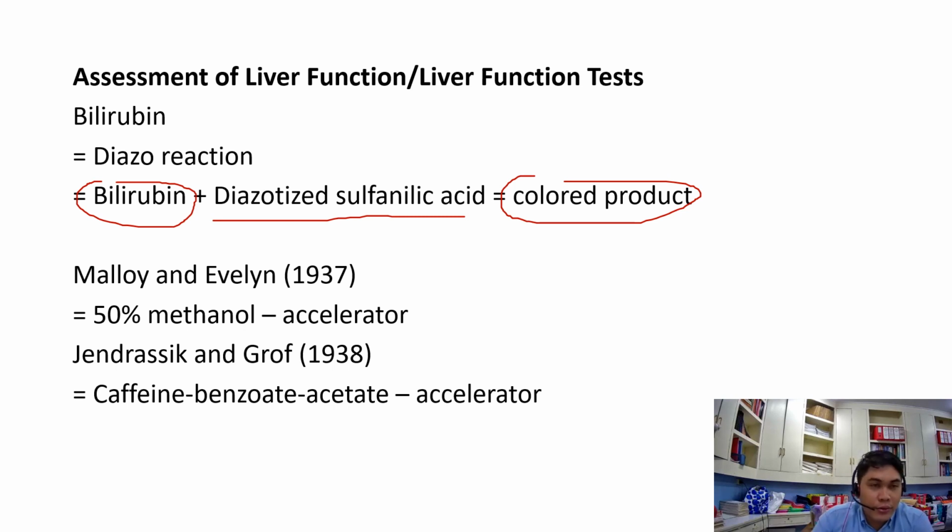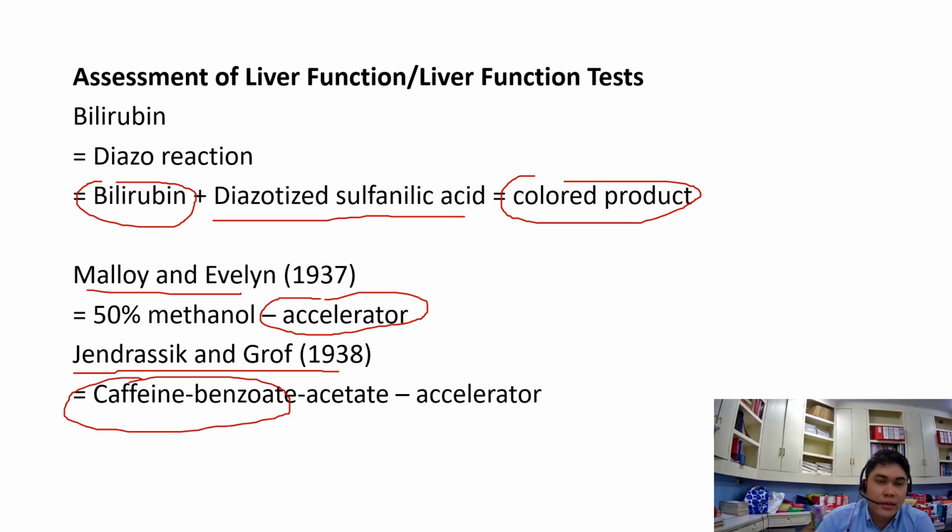Then you have two methods. You have Evelyn and Malloy and Jendrassik and Grof. So the difference is the use of methanol as accelerator in Evelyn and Malloy. And for Jendrassik and Grof, you have caffeine sodium benzoate acetate as the accelerator. So the purpose of the accelerator is for B1, okay?